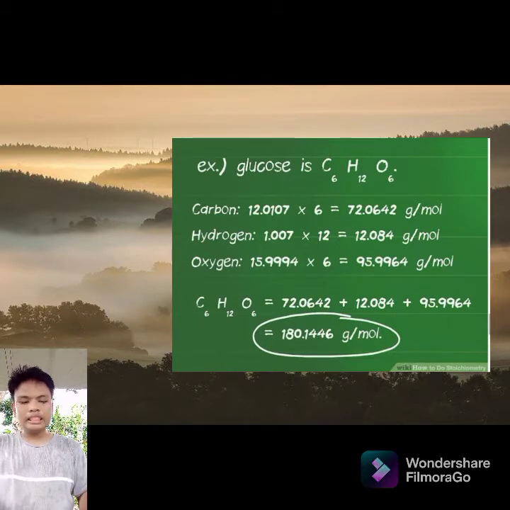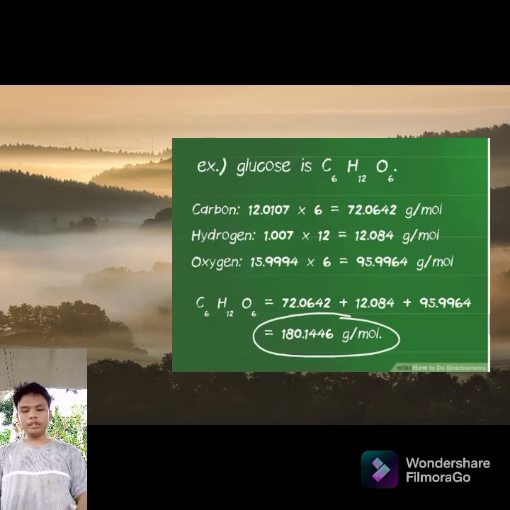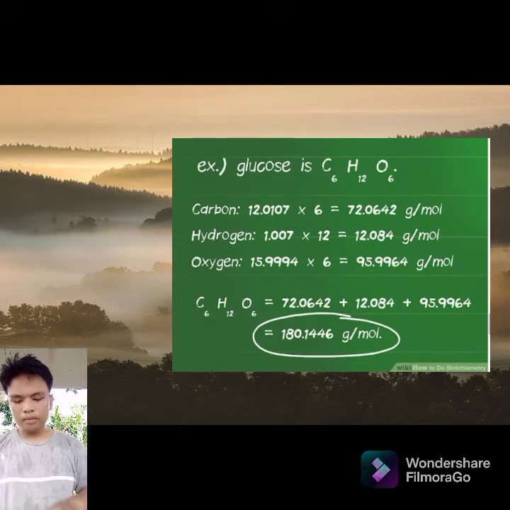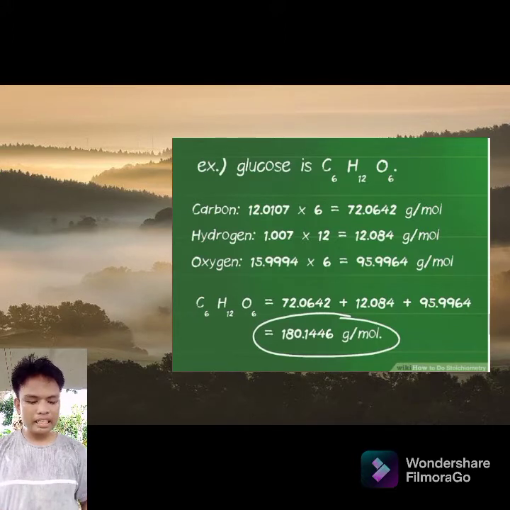Identify the atomic mass in grams per mole. The atomic masses of the elements in glucose are carbon 12.0107 grams per mole, hydrogen 1.007 grams per mole, and oxygen 15.9994 grams per mole. Multiply each element's atomic mass by the number of atoms present in the compound.